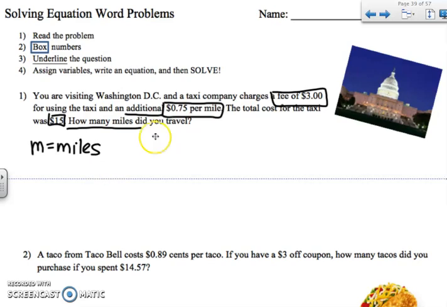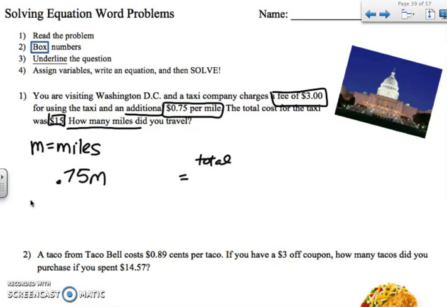Okay? Some keywords in that problem. Notice here we see mile and then per, which means that 0.75 or 75 cents is going to be next to your variable. So you're going to have 0.75M. On the other side of the equal sign, you're typically going to have a total. So since the total cost for the taxi was 15, I'm going to put 15 on that side of the equal sign. And then now you just need to figure out what to do with this fee of $3. It was a one-time fee that you only had to pay once, so that's added onto the additional miles.